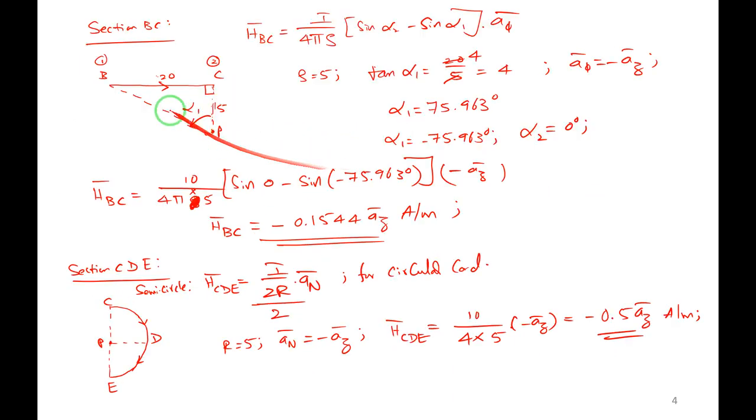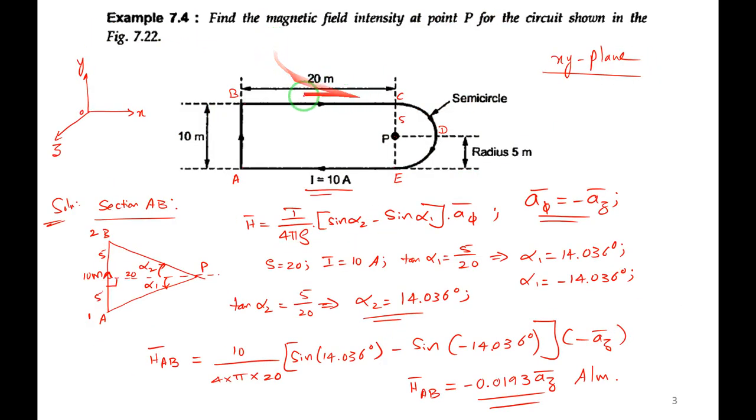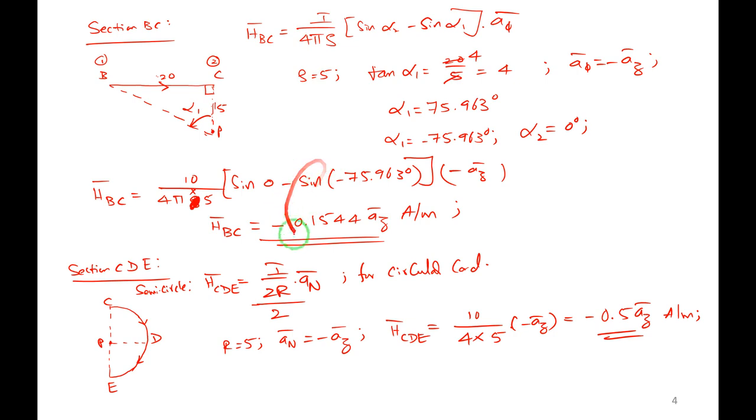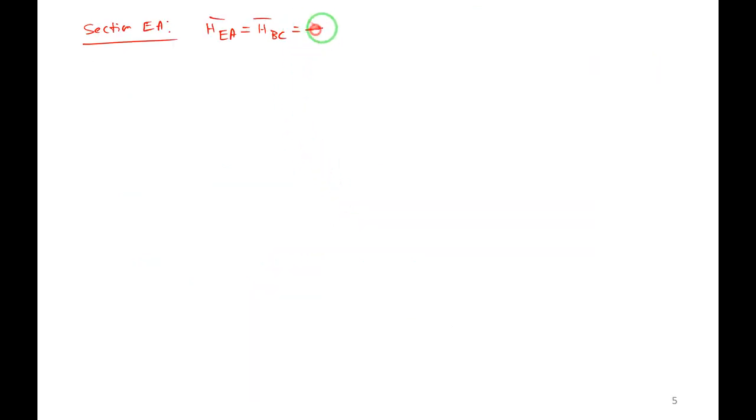So section EA, I will write it, section EA. So H EA we want to calculate. It is the same as B to C, H BC. We have already calculated. So what is that H BC? Minus 0.1544 AZ ampere per meter.